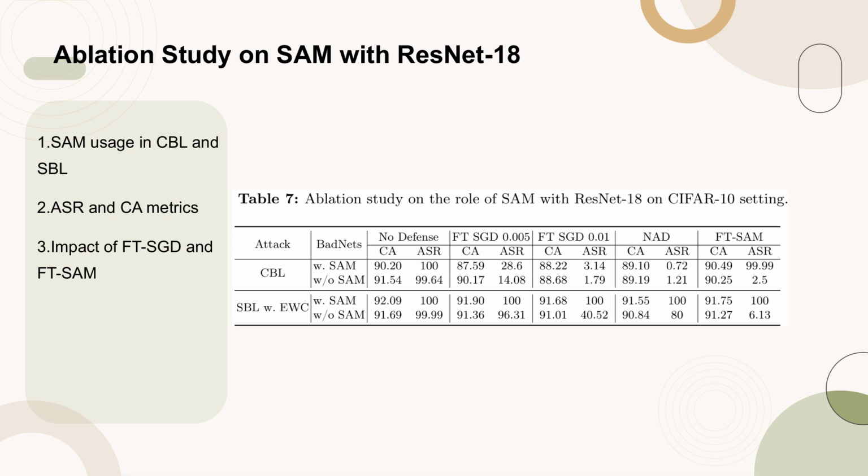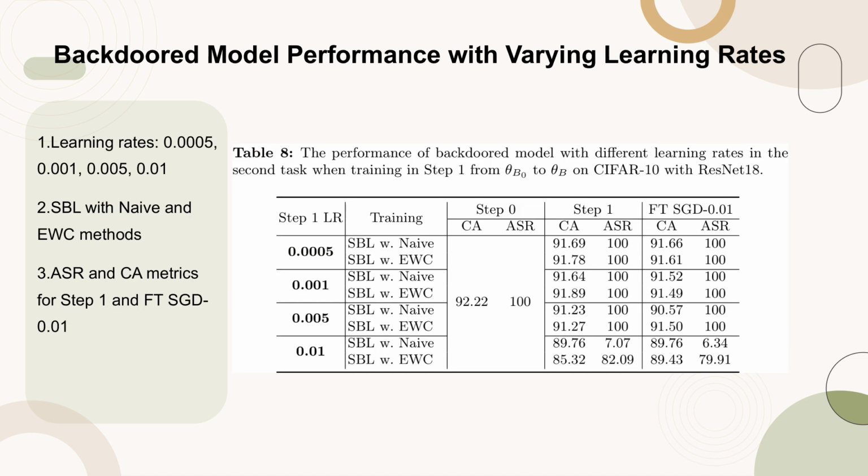not guaranteed. Table 8 presents the performance metrics of a backdoored model trained with different learning rates during the second task on CIFAR-10 using ResNet-18. The learning rates examined range from 0.0005 to 0.01, and the model's performance is evaluated using the SBL framework with both naive and EWC methods. Key metrics include attack success rate, ASR, and clean accuracy, CA, for both the initial training step, Step 1, and after fine-tuning with SGD at a learning rate of 0.01, FT-SGD 0.01.